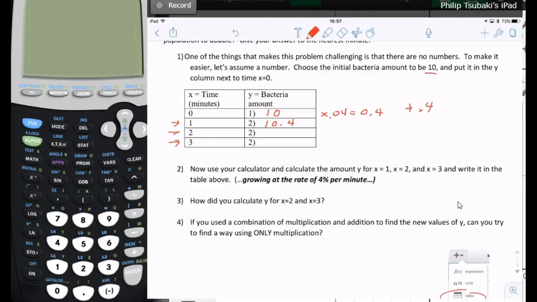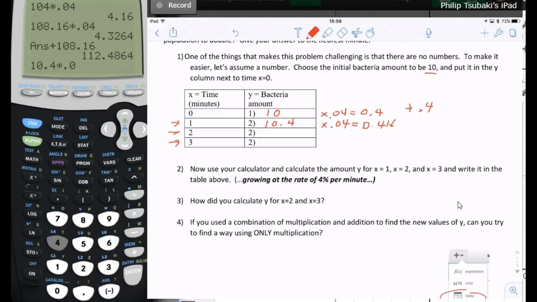And then the next minute, we're going to have a 4% growth on top of that. Let's use the calculator to figure out what is 4% of 10.4, and we get that it is 0.416. I wrote it there. And if we add the 0.416 to 10.4, then we have the next amount, which is 10.816.